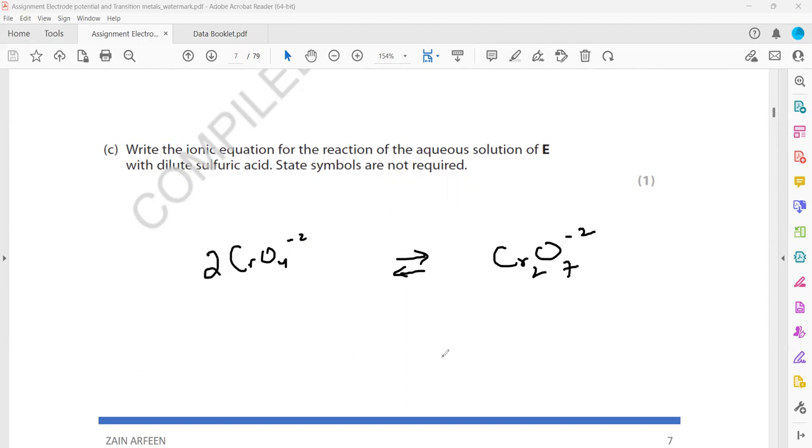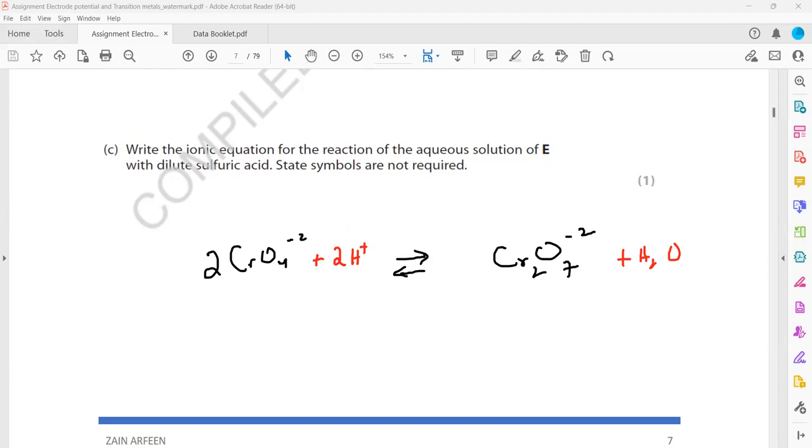So the 2 should be balanced. Then to balance the oxygen, we add water. So here we have 7, here we have 8, so we should add water here. So we add 1 water molecule, H2O. To balance the hydrogen, we add protons. But this is an ionic equation, so we don't have to mention electrons here, as it's not a redox equation, just an ionic equation.